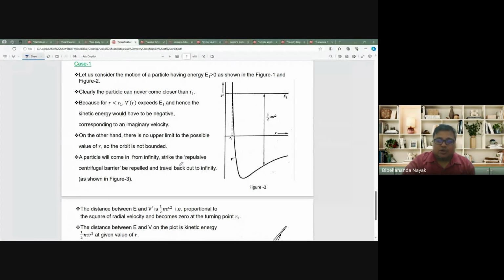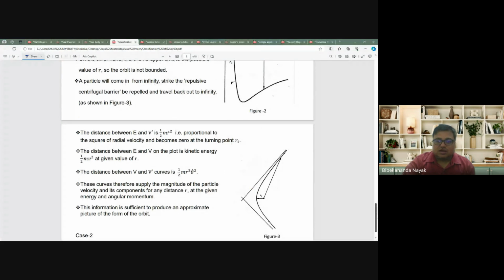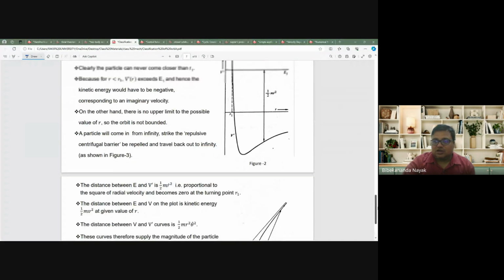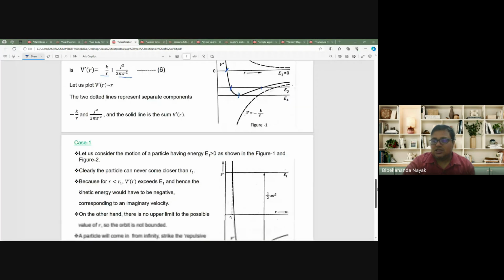A particle will come from infinity, strike the repulsive barrier, and go back again, turning there. This is where the distance of closest approach occurs. So this distance will be how much? Half m r dot square over distance, because this was kr, this is V prime r. The difference is not required.